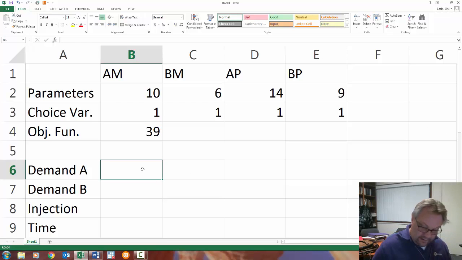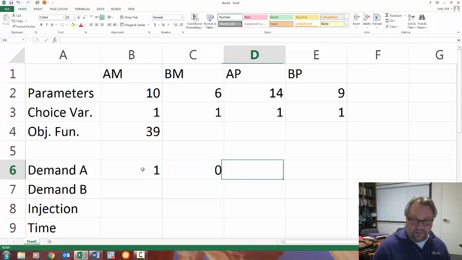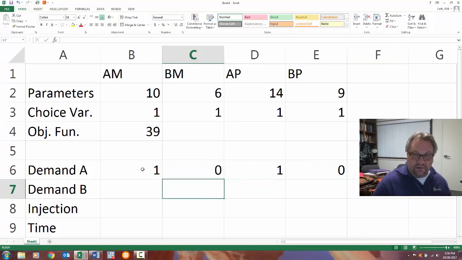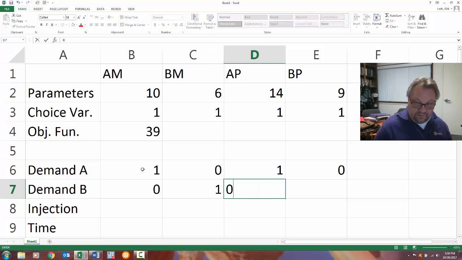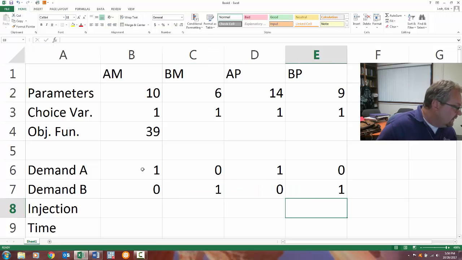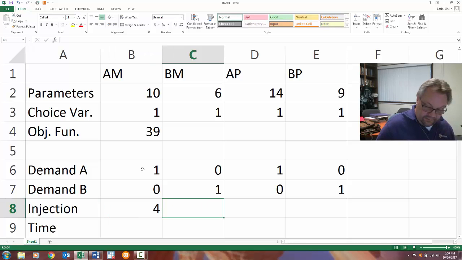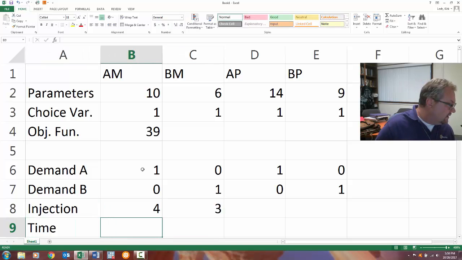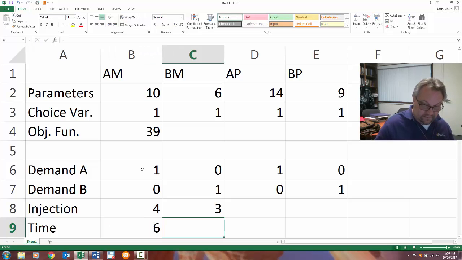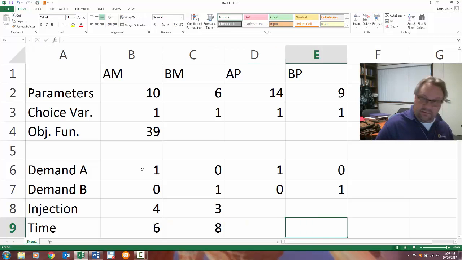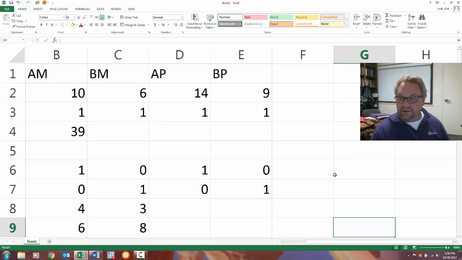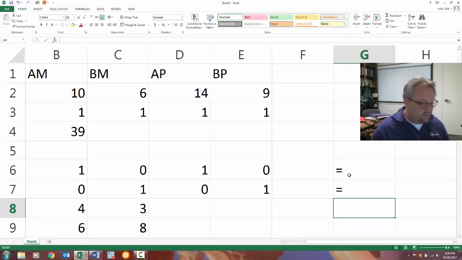So demand for model A. Well, that's just 1, 0, 1, 0. Demand for B, 0, 1, 0, 1. And then I have my injection molding time. So that's 4 if I want to produce A and 3 for B. And then my assembly time, well, that's 6 if I want to manufacture A, 8 for B. And let me go over here. So these two constraints are equal to, and these two are less than or equal to.